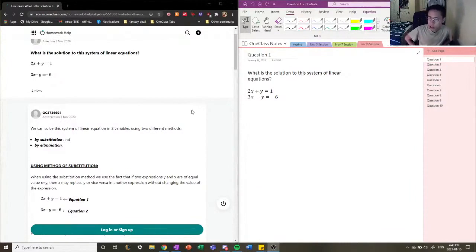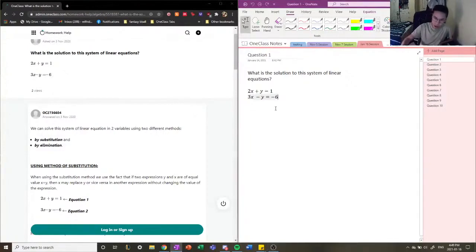So another way that we can rephrase this question about finding solutions to a system of linear equations is to find the point of intersection between these two line equations, okay? So that's an alternative way of writing this question. And so one of the ways that we can solve this system of linear equations is by graphing these two lines and identifying visually where they intersect.